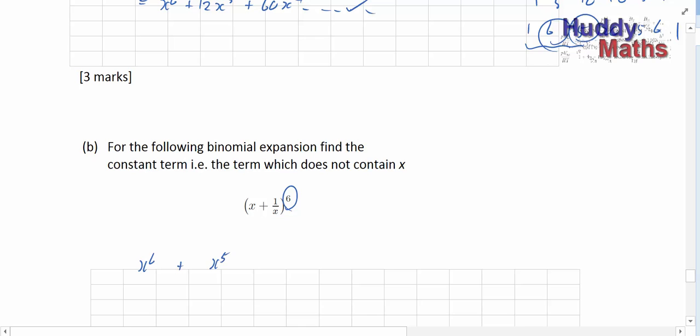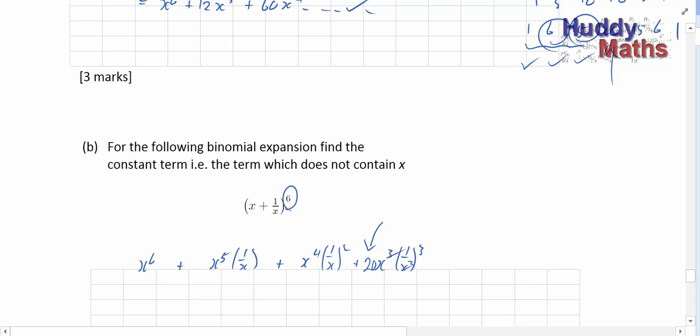Then it goes x to the 5th and 1 on x to the 1. Then it goes x to the 4th and 1 on x squared. Then it goes x to the 3, 1 on x, I think that's it. Because 1 on x to the 3 is 1 on x cubed, and they would cancel, wouldn't they? You get the idea. So we want the number in the 4th position here. 1, 2, 3, this would be 20.